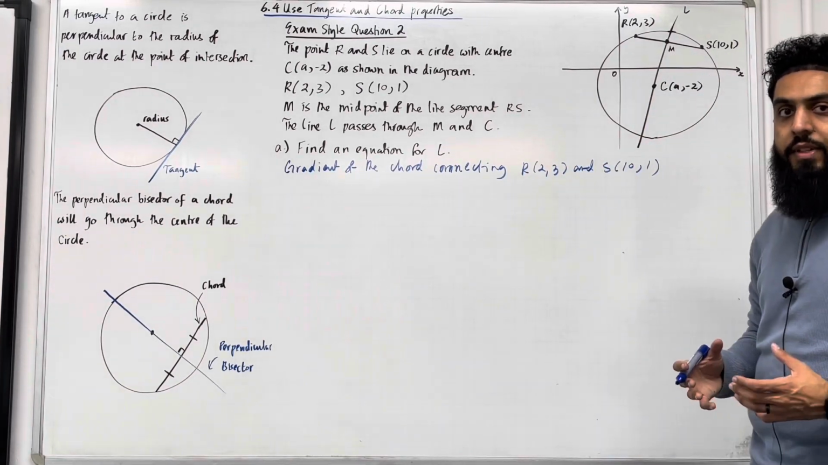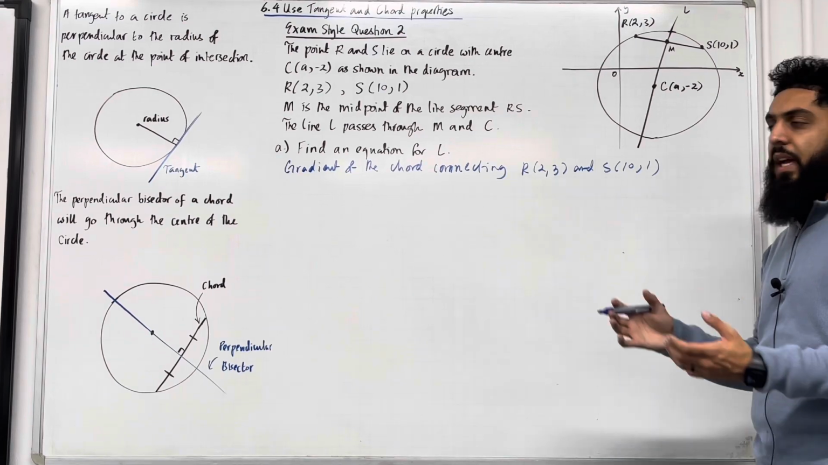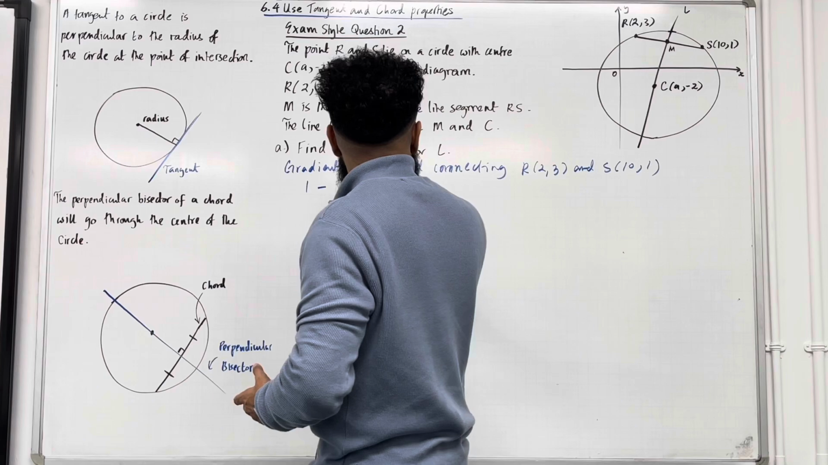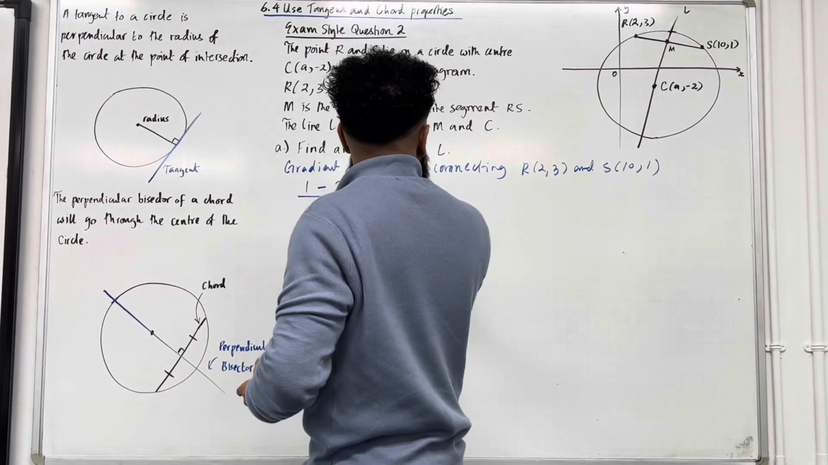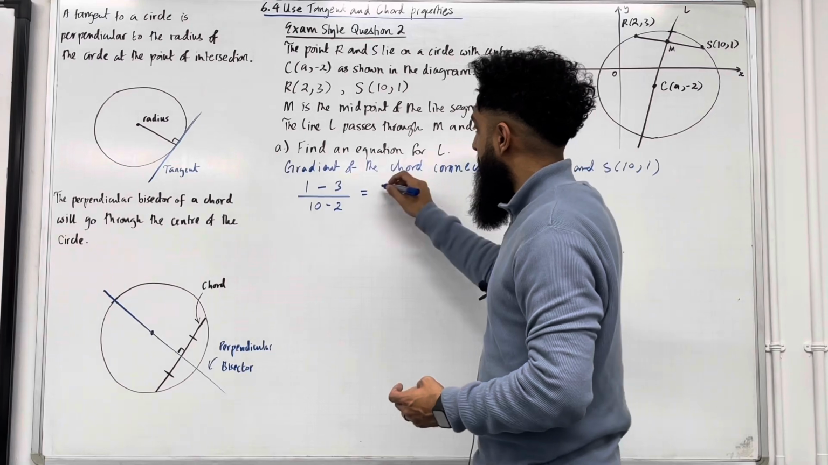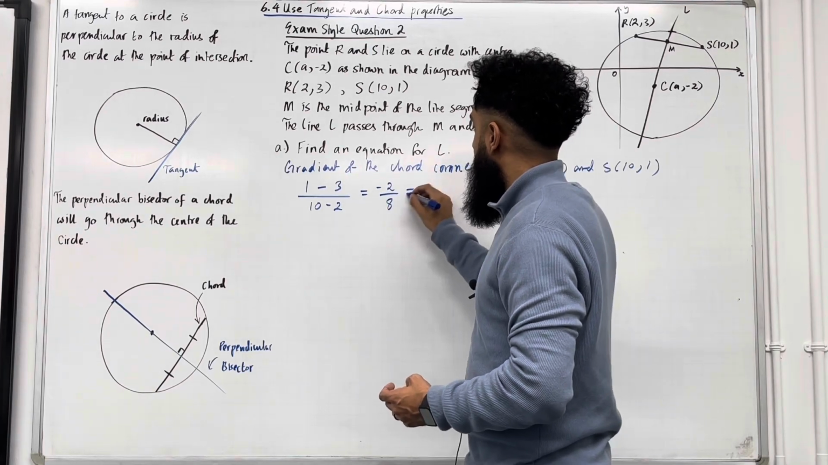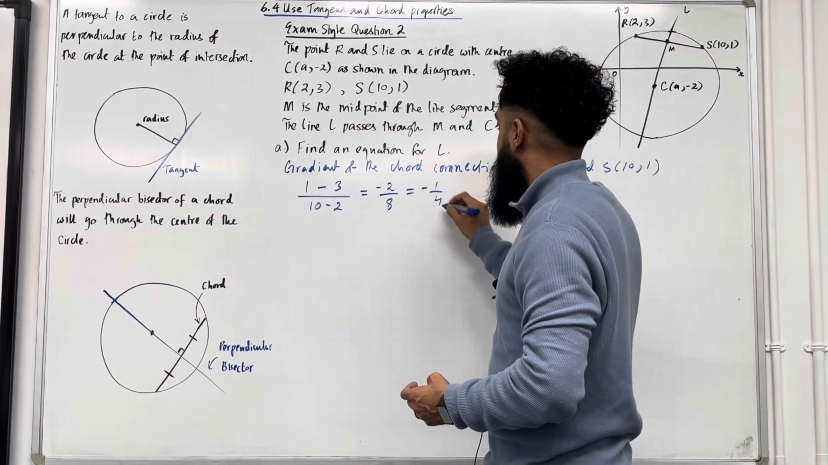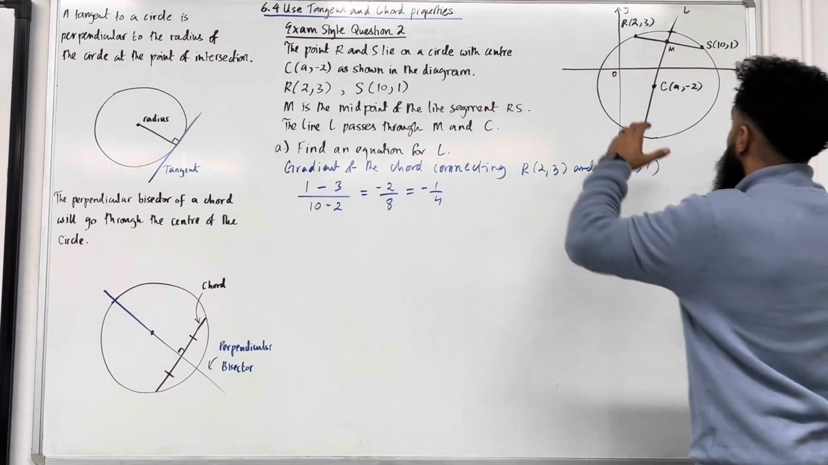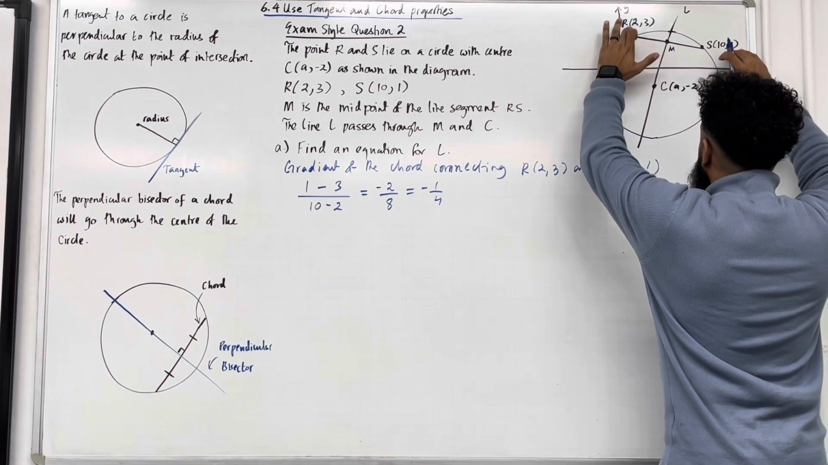So we're going to be using the formula Y2 minus Y1 over X2 minus X1. So I've got 1 minus 3 over 10 minus 2. So that there, ladies and gents, is minus 2 over 8, which simplifies to minus 1 over 4. So minus 1 over 4 is the gradient of the chord connecting the coordinates R and S.